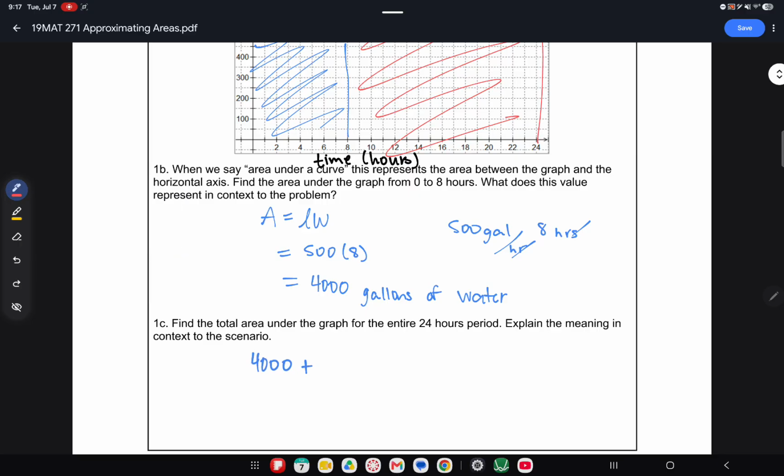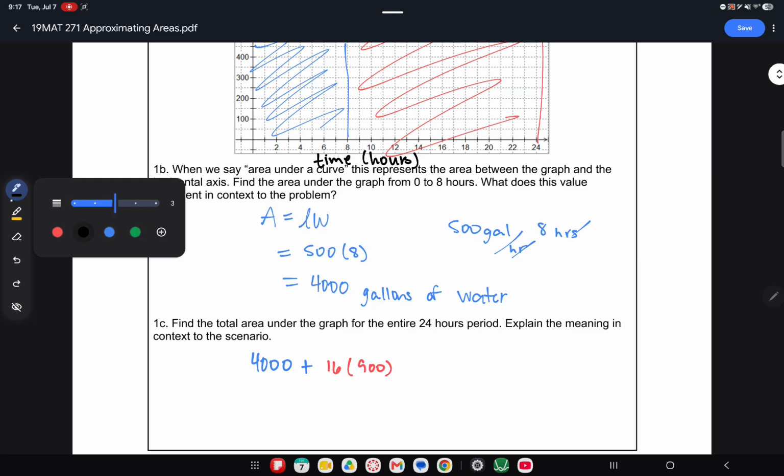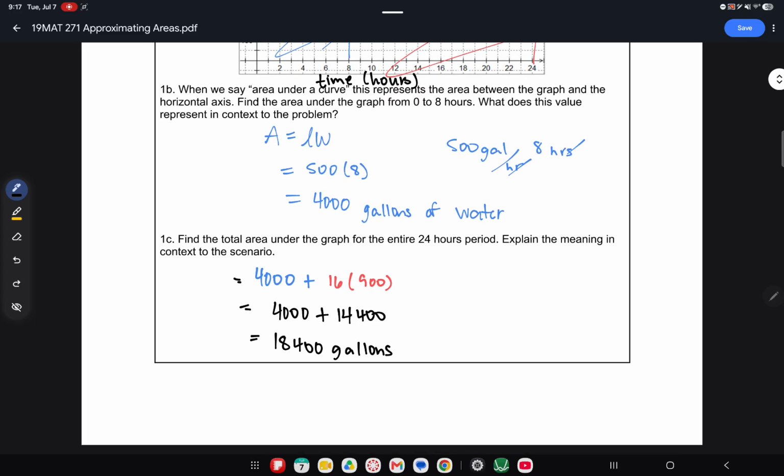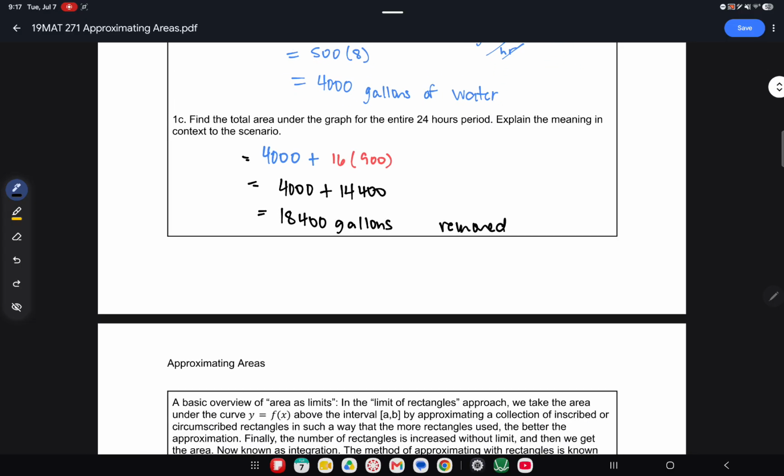And then this other one, it doesn't matter whether it's the length or the width, but one of them is 16 and the other is 900, right? So if we do 4,000, and then I gotta get a calculator for that one, 16 times 900 is 14,400. So we have a total of 18,400. It still is in that units of gallons of water. So in terms of our context, this is gallons of water, I guess we should say removed from the house from this storm. All right.